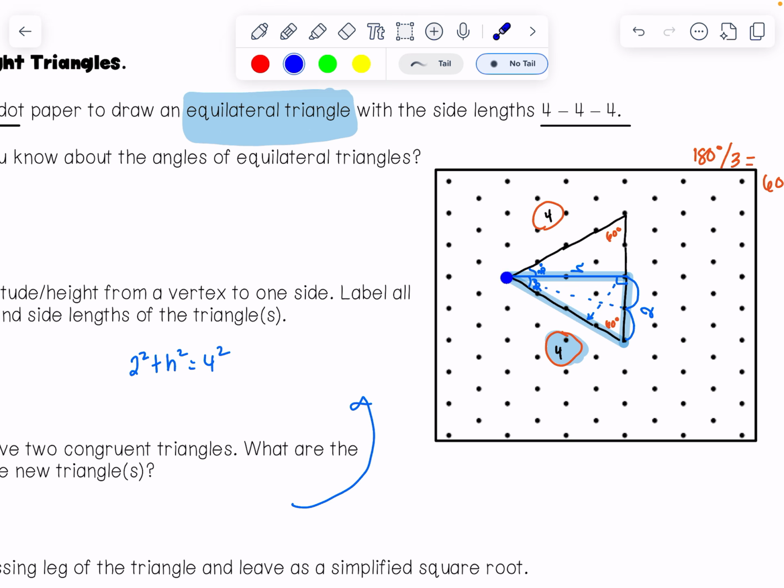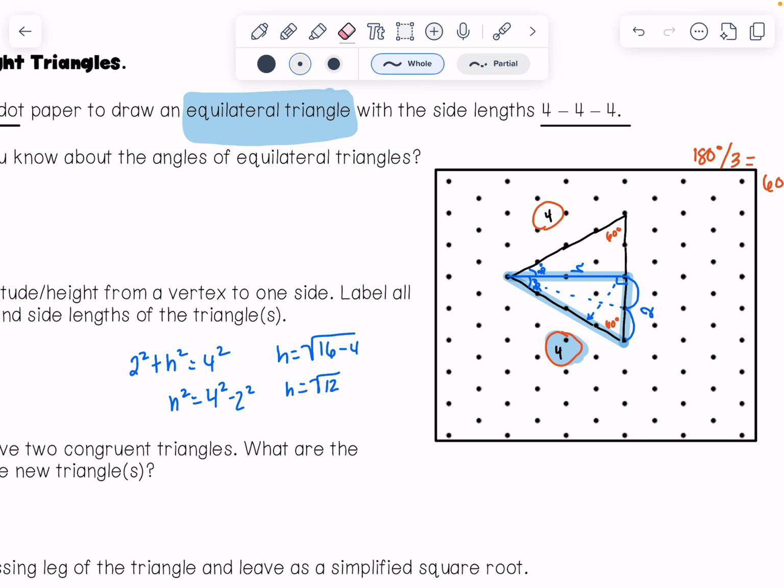Even though it's diagonal, it's a height because it dropped from one vertex all the way down to the other side, not the hypotenuse. So h squared is equal to 4 squared minus 2 squared. So h is equal to the square root of, well, 4 squared is 16, minus 2 squared is 4. That gives me the square root of 12.